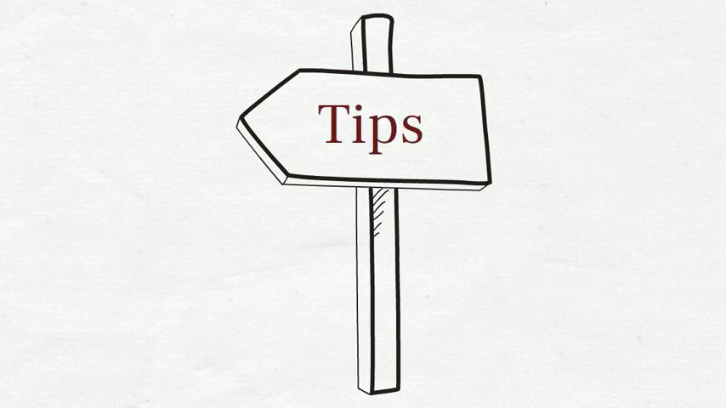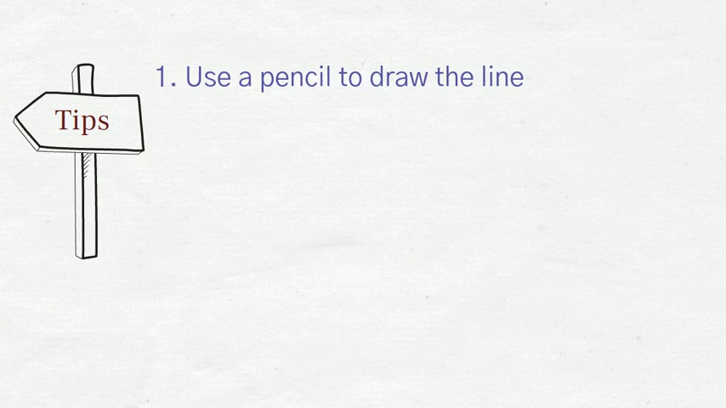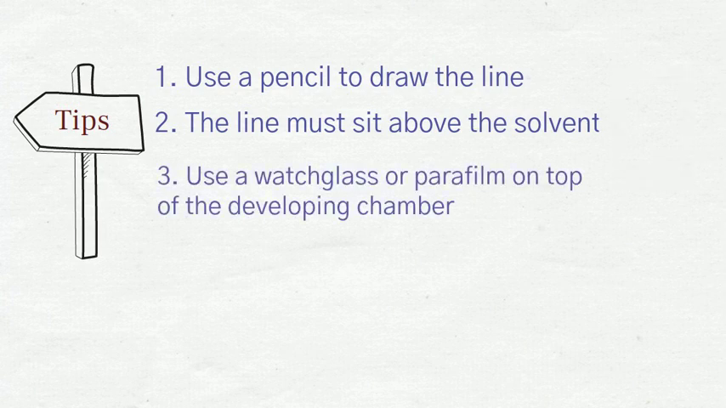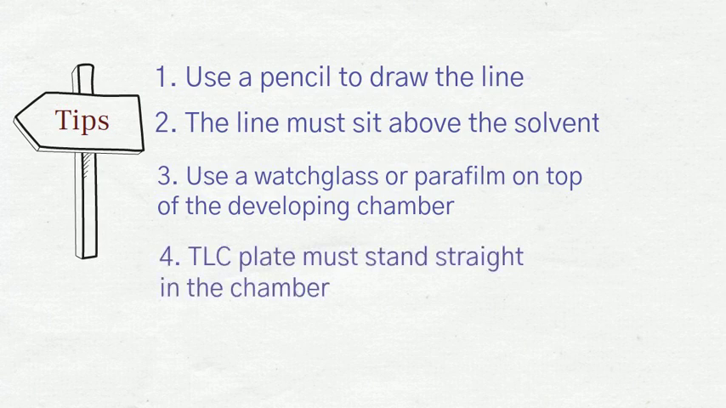Here are a few tips for successful TLC analysis. 1. Make sure to use pencil to draw the line. If you use pen, the ink will also travel up the plate. 2. The line on the TLC plate must sit above the solvent in the developing chamber. 3. Make sure to use a watch glass or parafilm on top of the developing chamber. 4. The TLC plate must stand straight in the chamber. Otherwise, the spots will travel at an angle and you won't be able to distinguish them.